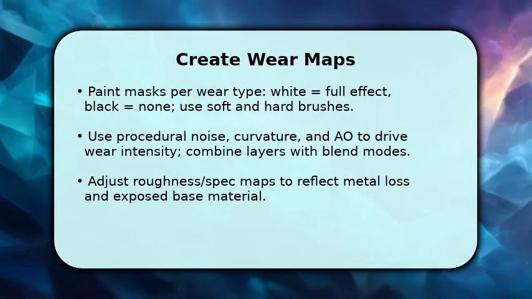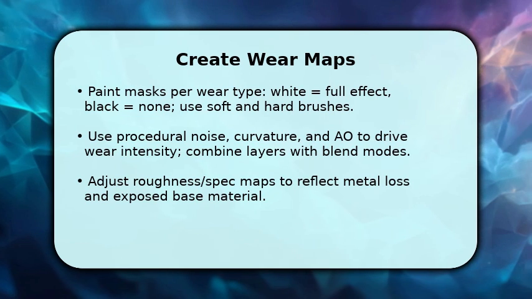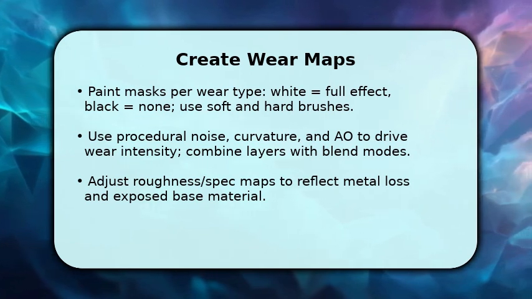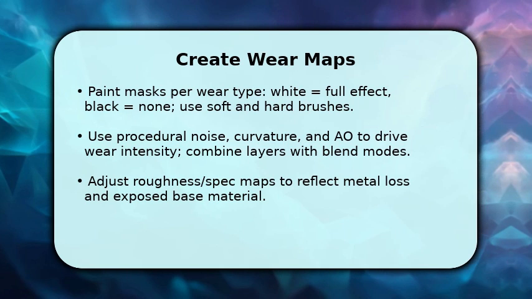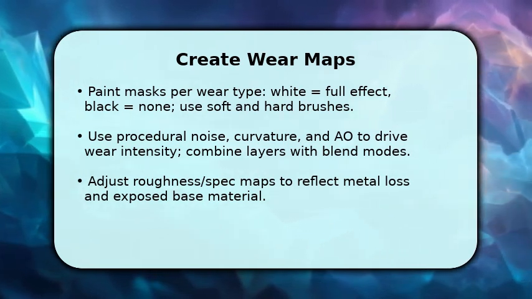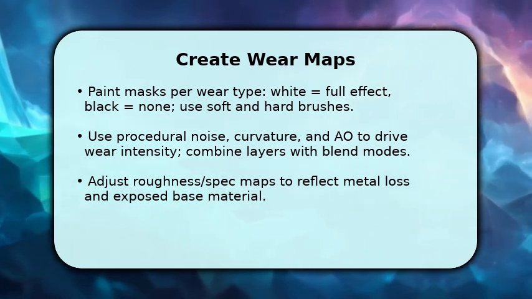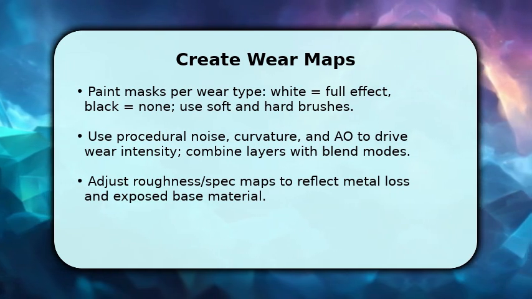You now build the core wear maps. Paint masks that define where and how much wear appears, combining hand-painted strokes with procedural noise for realism. Once done, generate curvature and ambient occlusion passes from the model or use a plugin. These act as smart masks to accentuate edges and recesses.